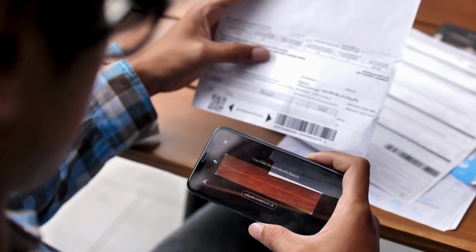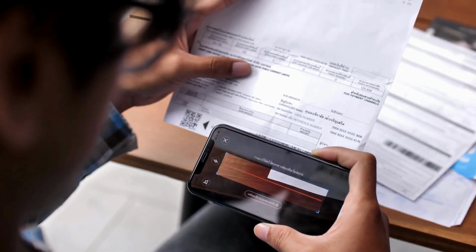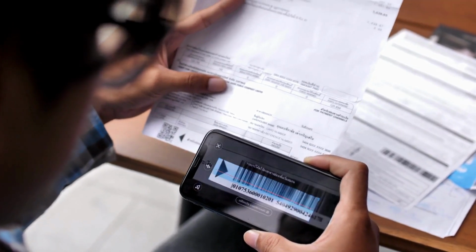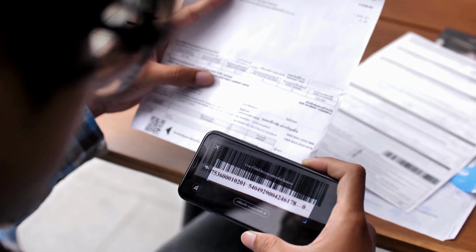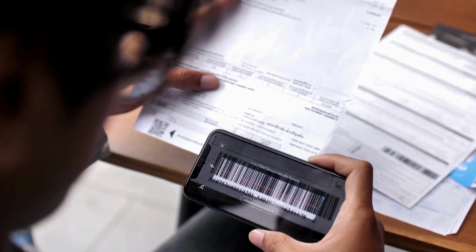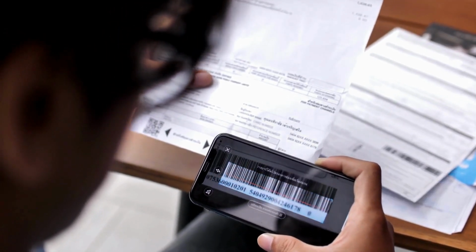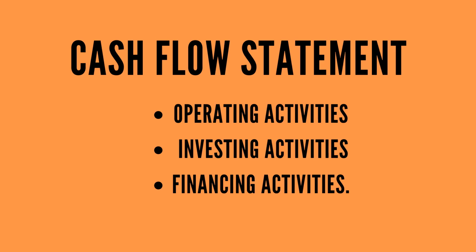Cash flow management is critical for entrepreneurs because even if your business is profitable on paper, you can still face serious problems if you don't have enough cash to pay your bills, employees, or suppliers. Now, let's break down the three key components of the cash flow statement: operating activities, investing activities, and financing activities.